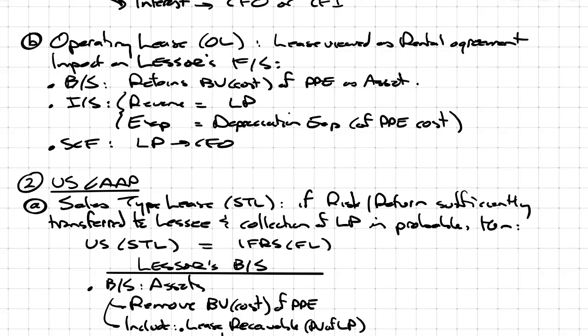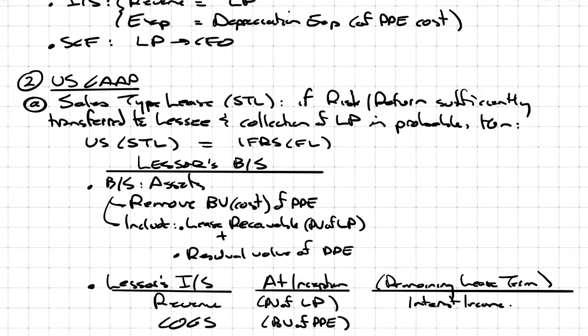Whether you are the person renting or the person collecting the rent, it's always viewed as operating. Now let's have a look at how US GAAP applies to lessors.